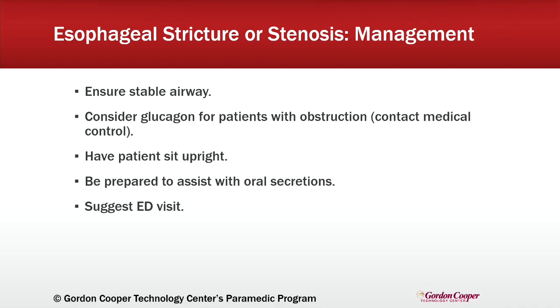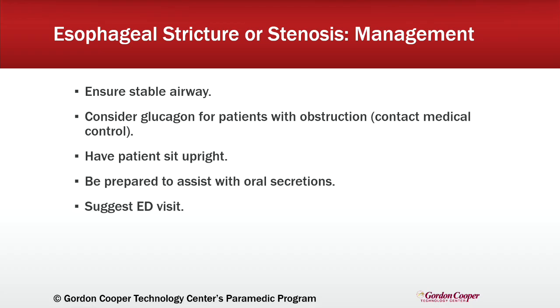Consider giving glucagon for esophageal obstruction. Now, this may not be something you typically see in your protocols, but this can help relax the esophagus and allow for the obstruction to pass. Its effectiveness for strictures is limited, so contact medical control before using it for this purpose, but it is possible. So if you contact medical control and they recommend that you give glucagon, it's because it does have the ability to relax the esophagus.